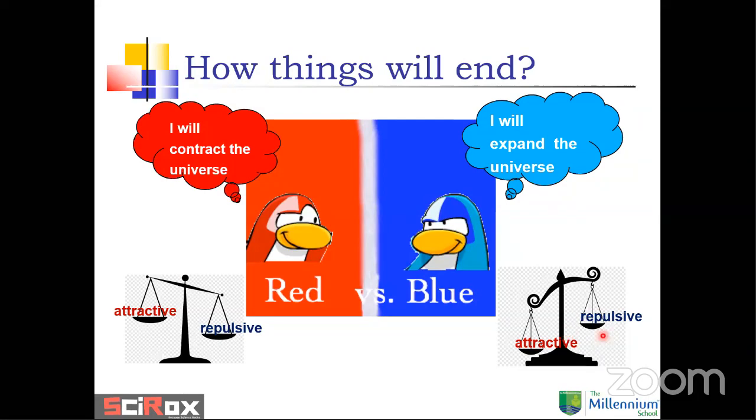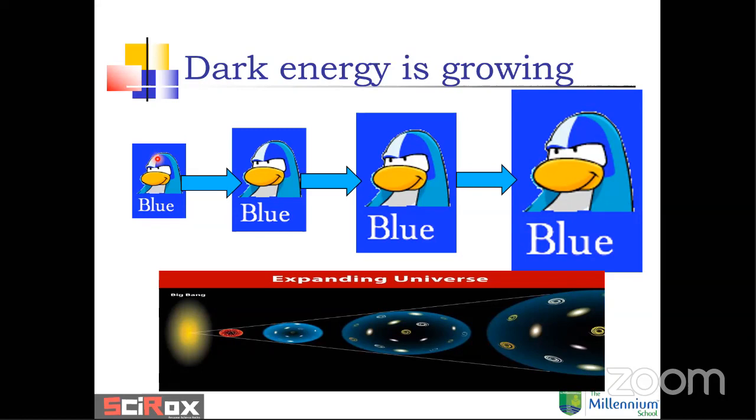You will be surprised to know that the blue team, which consists of dark energy, is not fixed. It is growing with time. As the universe is expanding, the dark energy between space is decreasing. The question is, where does this energy come from?